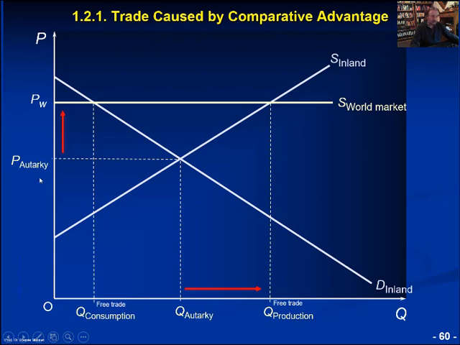As a result, consumers will have no other choice but to accept the higher world market price. Therefore, they will reduce their consumption quantity to this level. This consumption level is given by the intersection point between the world market price and the demand curve.